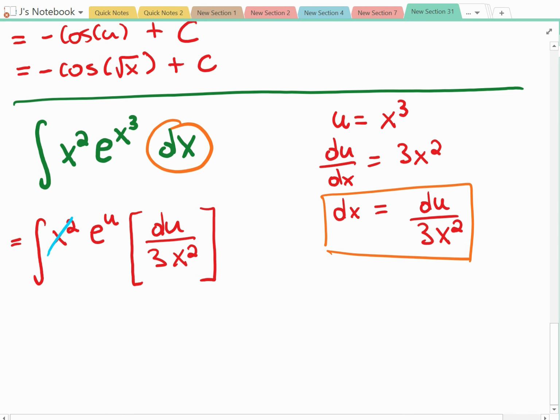And it's a happy substitution because the x squared on the top cancels with the x squared on the bottom. And the result we're left with does not contain the old variable. It only contains the new variable. Put the constant up front, 1/3 comes in front of this, and we have e to the u du. Questions to this point?